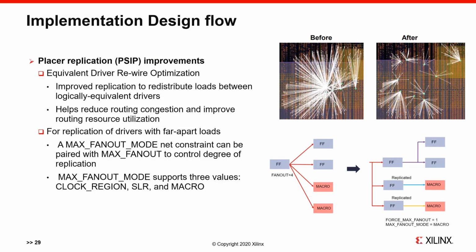Under placer replication improvements, we have equivalent driver rewire optimization. This is a PSIP optimization that reassigns connections between the replicated drivers and loads to reduce wire delay and equivalent net routing overlap. After rewiring, the drivers can be replaced to more optimal locations in the later placer steps. The main benefit is reduction in routing congestion and improvement in routing resource utilization.